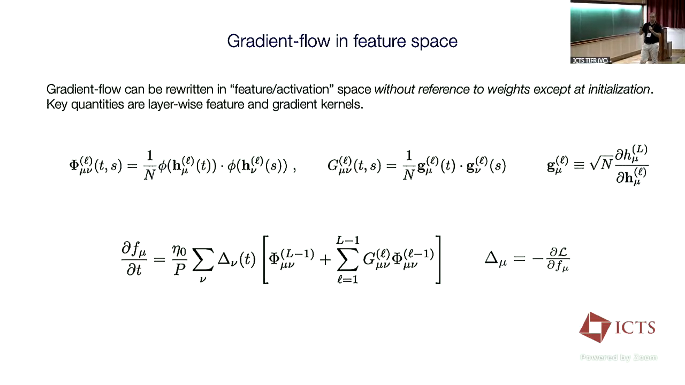So mu and nu are data labels. So h mu here basically means the response at a particular layer with respect to data x mu. That's what it means. There are different samples, so mu and nu are different samples. t and s are different times along the gradient flow. l is just a layer.